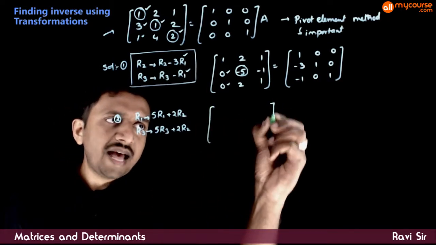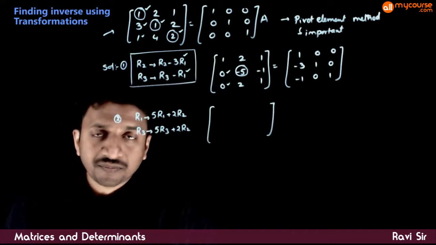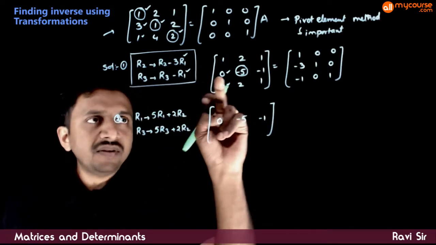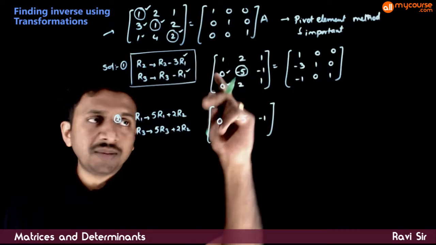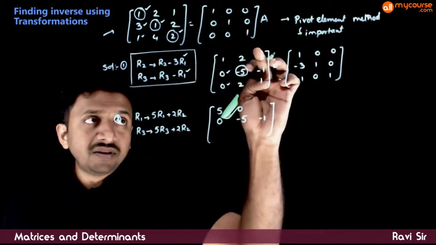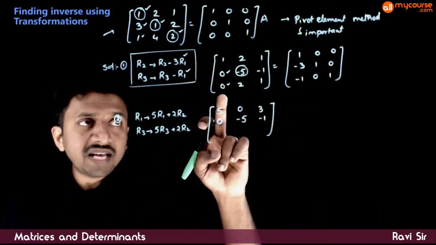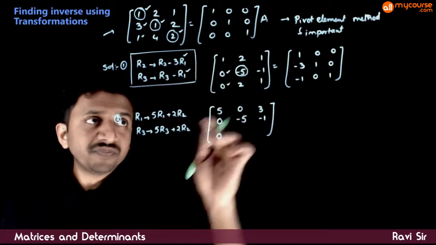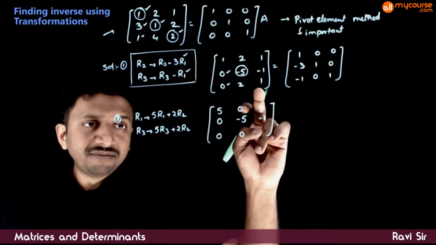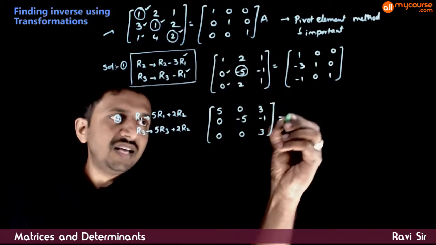Now, what happens if I use these transformations? Now R1 and R3 are getting transformed. So R2 remains intact. So R2 does not change. So what becomes of R1? R1 becomes 5 times R1 plus 2 times R2, this becomes 0. 5 times R1, 5 minus 2 is 3. And R3, 5 times R3 plus 2 R2, again 0. 5 times R3 is 10 minus 10, this becomes 0. 5 minus 2 is 3. So this is equal to.